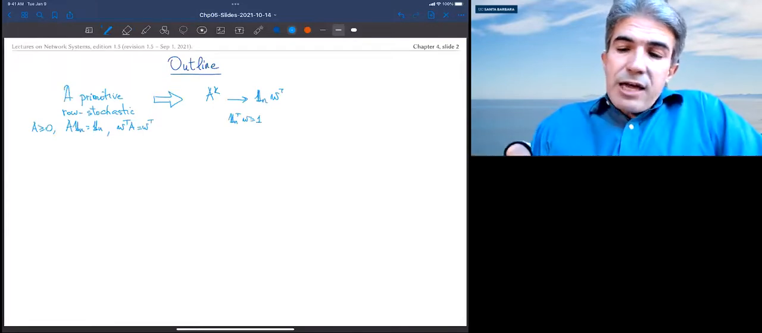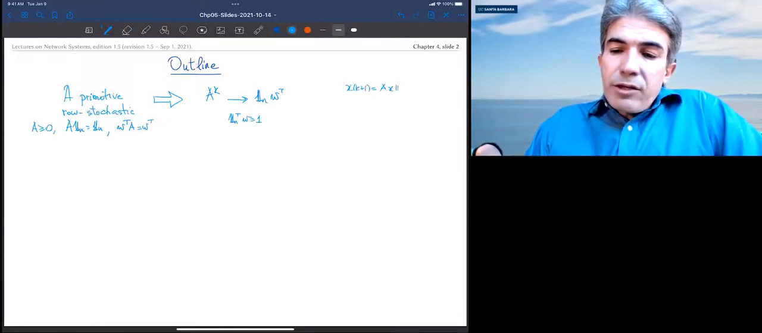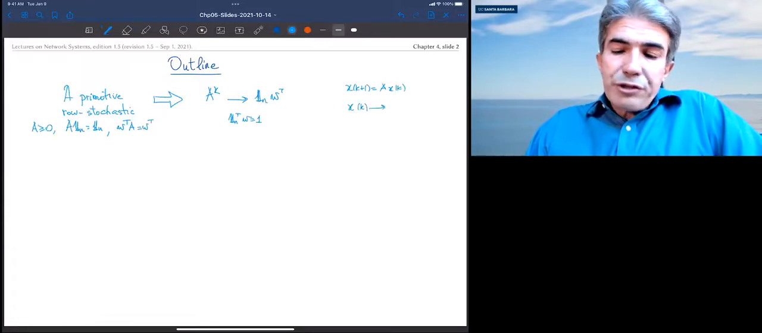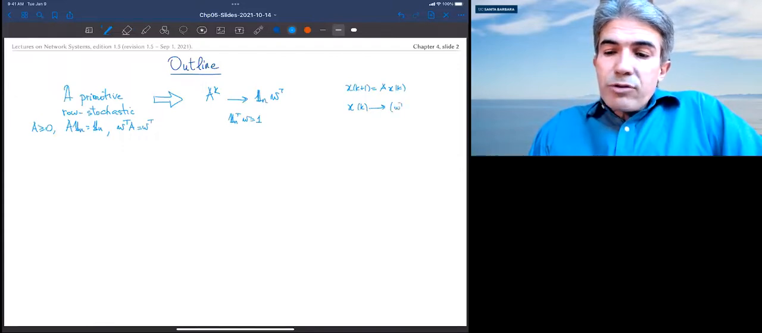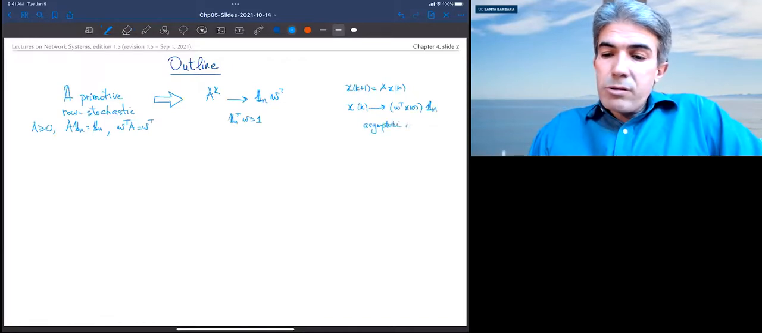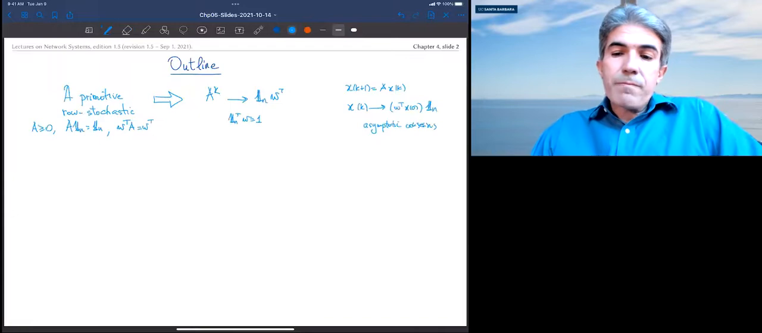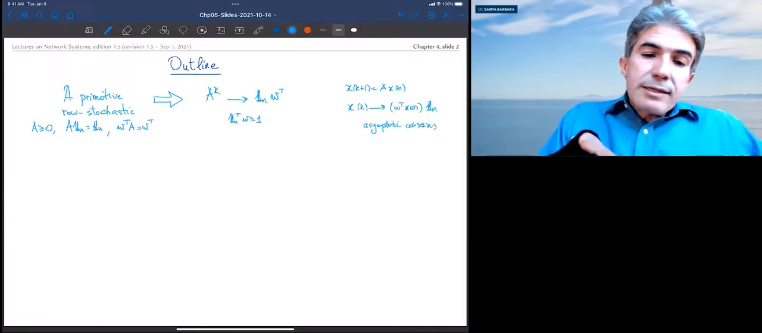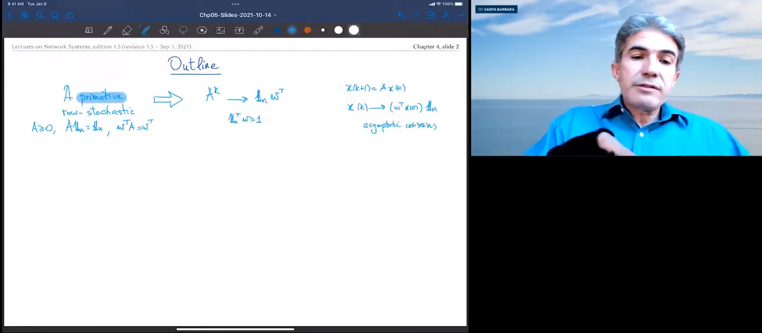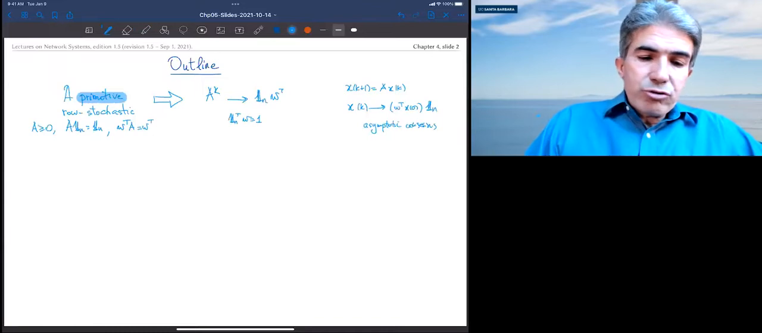In terms of our averaging system, if the matrix A is primitive, we know that x of k, when k goes to infinity, converges to w transpose x at 0 times 1n. And this is asymptotic consensus. So we know that the property of being primitive is really important. It's the key property. That was chapter 2.